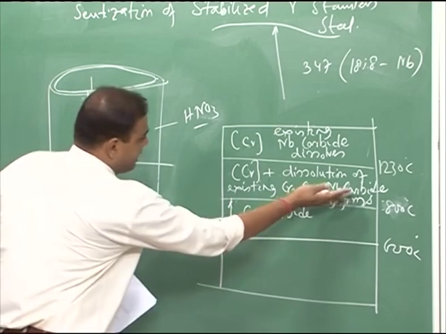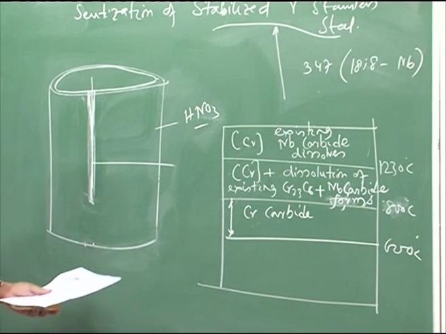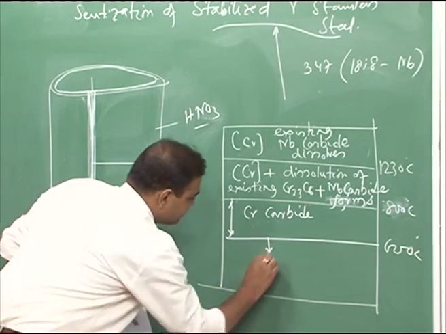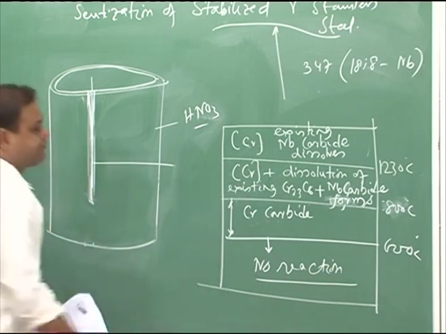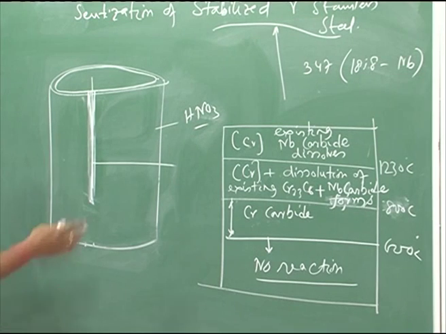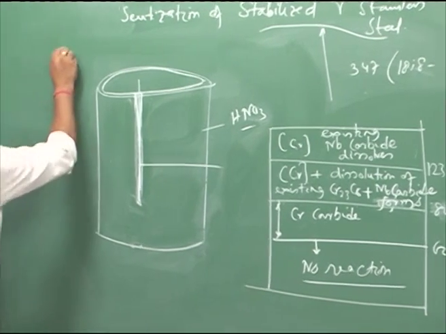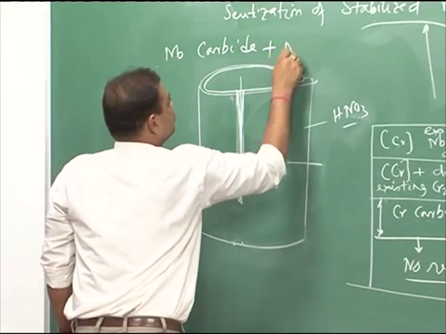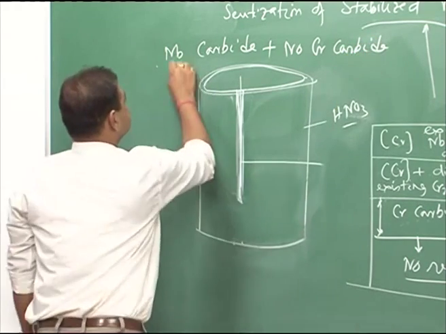But if we already have niobium carbide, then chromium carbide would not form, because we do not have any carbon to form chromium carbide, and below this temperature zone, no reaction. So, let us see what happens in case of stabilized stainless steel. In case of stabilized stainless steel, we have niobium carbide plus no chromium carbide. So, this is my condition.